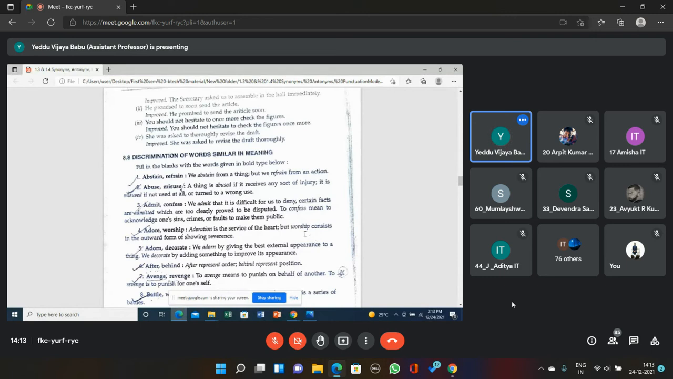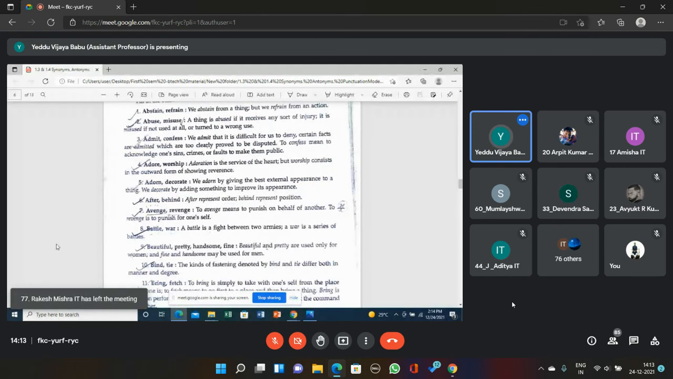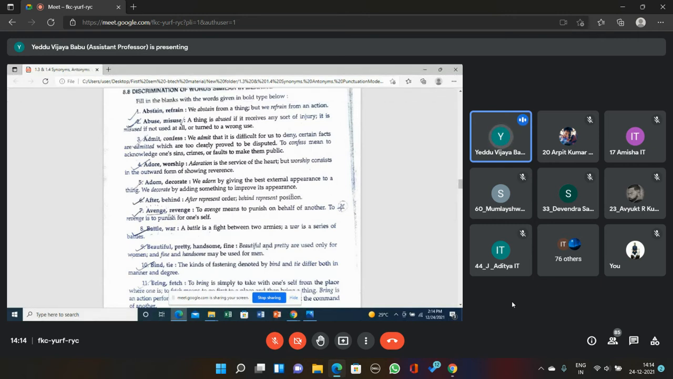Like that, you can find the difference between avenge and revenge. Avengers, quite familiar for you, right? So what's exactly the meaning of the word avenge? To avenge means to punish on behalf of another. Somebody does something to somebody, and on behalf of the person who is weak and can't take revenge, someone comes to rescue, or takes revenge on behalf of others. That's called avengers.